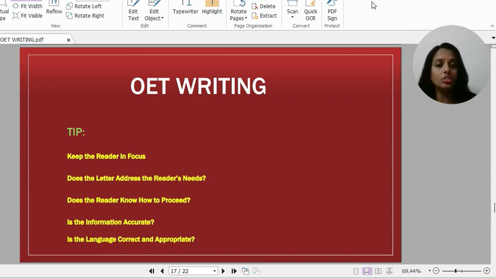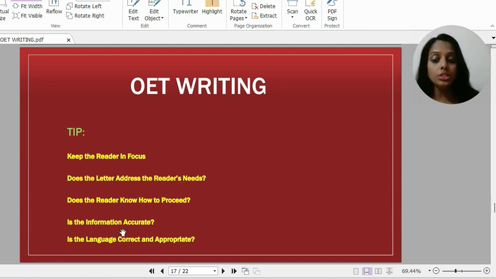Consider these key questions during your review. Does the letter address the reader's needs? Reflect on how the reader might feel after reading your letter. Is the information clear, concise, and organized in a way that makes their next steps very obvious? Okay, and does the reader know how to proceed? You need to ensure that the letter provides precise instructions or information for the reader to continue the patient's care seamlessly. Have you included all the necessary details for them to take the required actions?